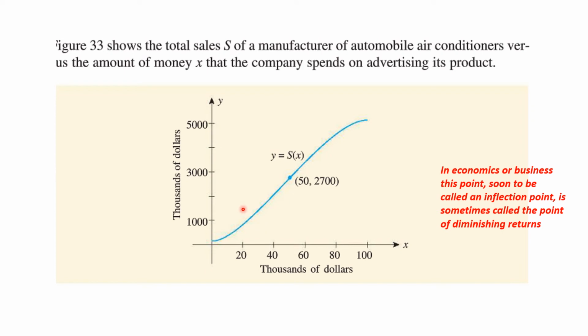Now we talked about the concavity changing at certain points, and here's an example where the concavity changes. If you carefully look at this function, you can conclude it looks like it's concave up here, and then it starts being concave down. So you see it changes from growing faster and faster to growing but slower and slower. In economics or business, this point right here, where the concavity changes, and soon we're going to call it an inflection point, is sometimes called the point of diminishing returns.